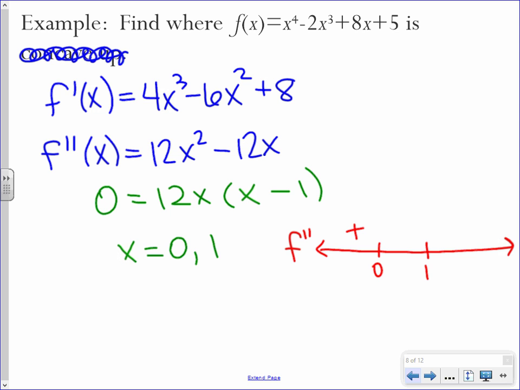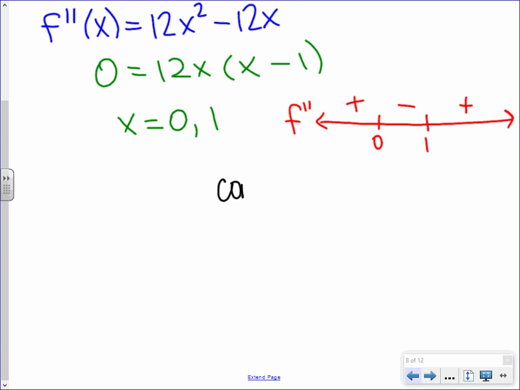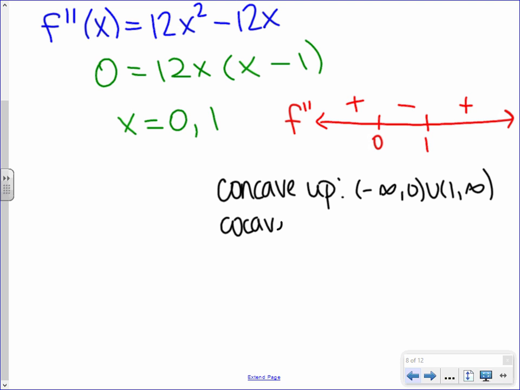You'd have like 12 times 1/4 minus 12 times 1/2. What's that going to be? Negative. And then a number greater than 1 is going to give you positive, right? So we are concave up from negative infinity to 0 and 1 to infinity. We are concave down from 0 to 1.